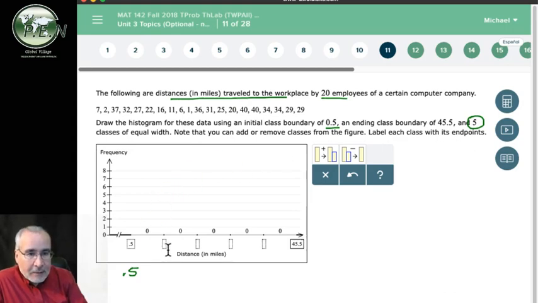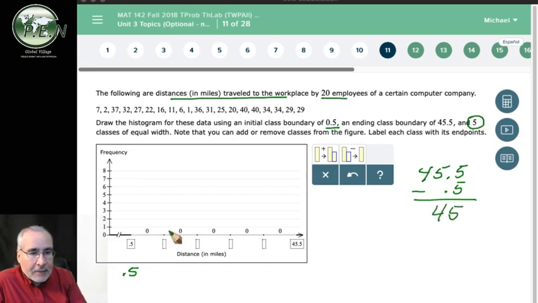Well, how do I figure out what the ones in between are? I need my class width. That's where I take my range, which is 45.5 minus 0.5. Subtract off 0.5, and yes, it gives me 45. Since I've got 5 classes, I want to divide that among the 5 classes. So 45 divided by 5 gives us 9. That's our class width.